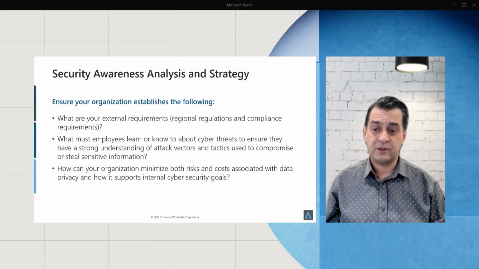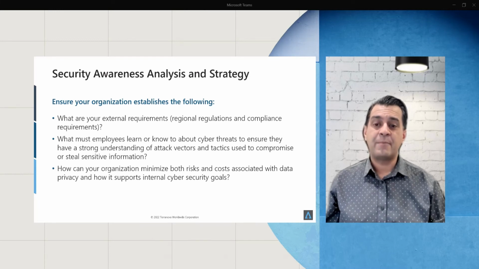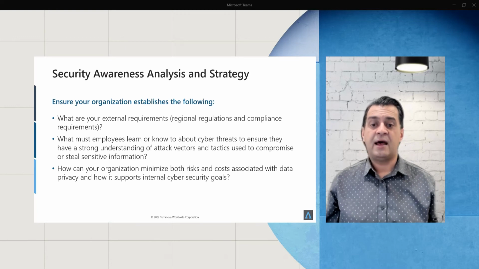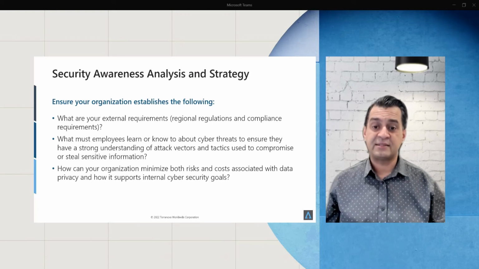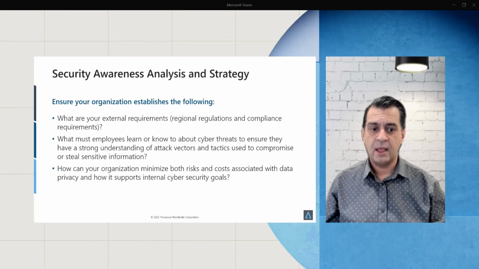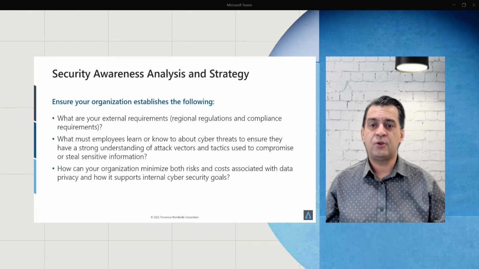Also, it's very important for users to understand what other cyber threats and vectors may be targeting personal information. Because there's one thing in understanding what the privacy requirements are, and another in understanding the cyber threats that may be targeting this information. So it requires a combination of both. And also, you have to make sure that you minimize and reduce the potential impact, risks, and costs associated with a data breach, and that you're respecting your internal security objectives and goals.